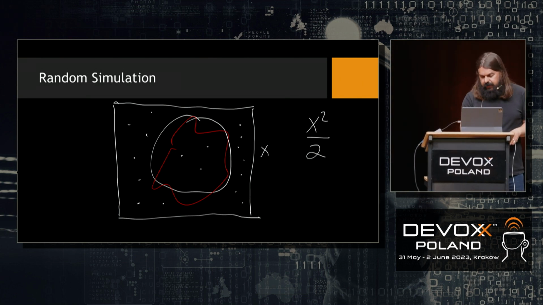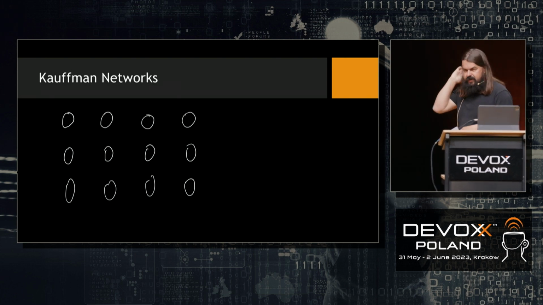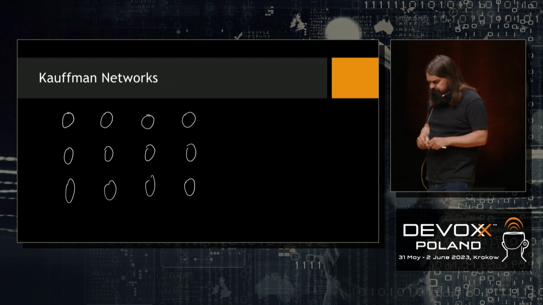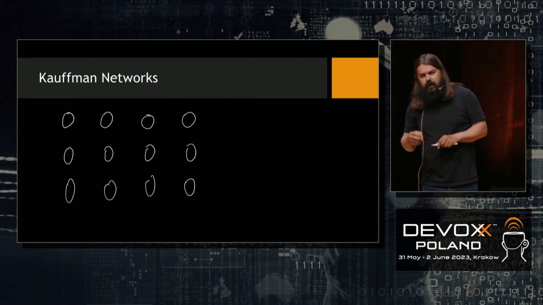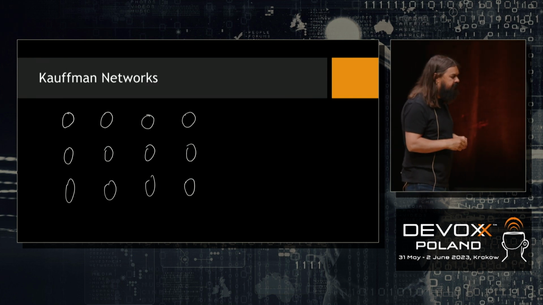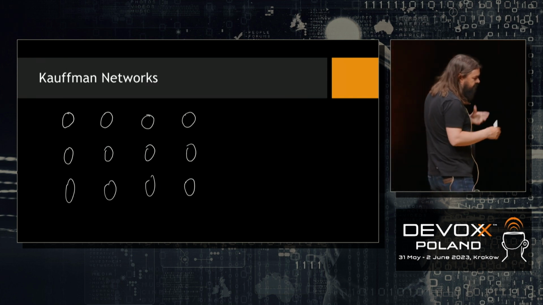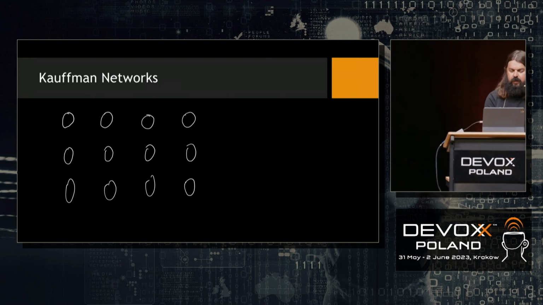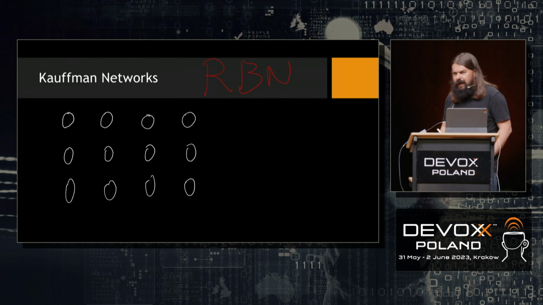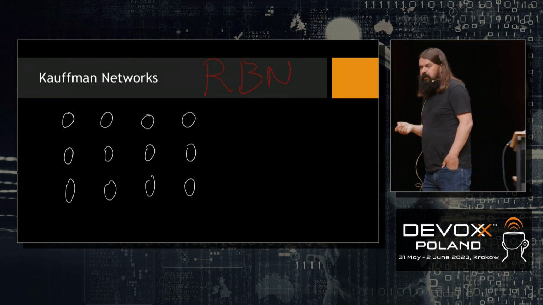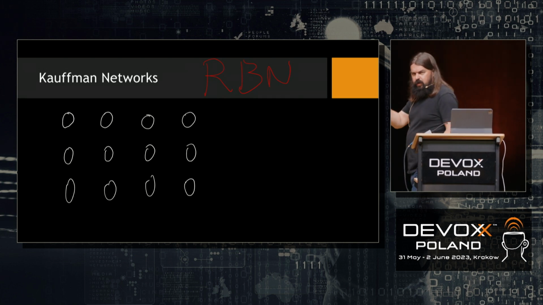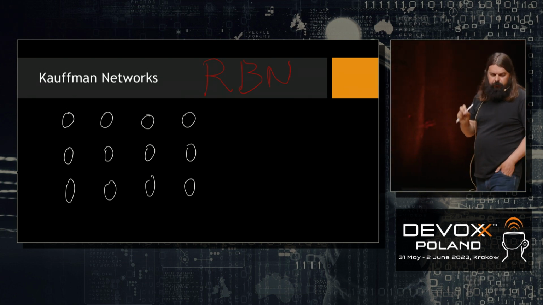So this is one thing. The second tool is something called a Kaufman network. Stuart Kaufman was a biologist who worked in the 1960s, and he produced probably the most important result in the complexity sciences. And he came up with this concept of Kaufman networks. A Kaufman network is also known as an RBN, a random Boolean network. It's Boolean because every node in this network has two possible values, 0 or 1.